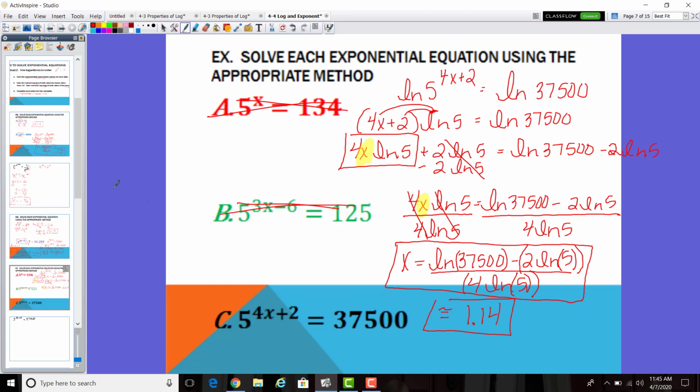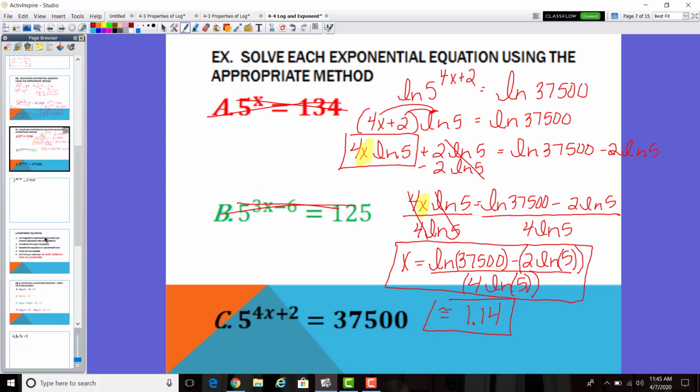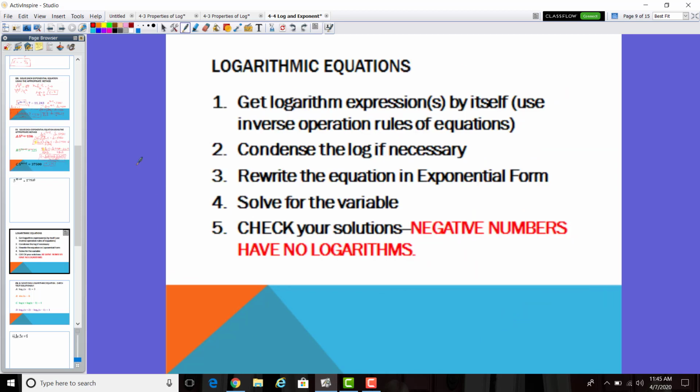Okay, I think that's plenty of examples for exponential. I know I gave you a lot of them. If you need more, ask. I'll show you some more. So let's move on to log equations. Now to me, these are the easier ones because we're actually going to turn all of these log equations into an exponential equation that's going to be pretty easy to solve.